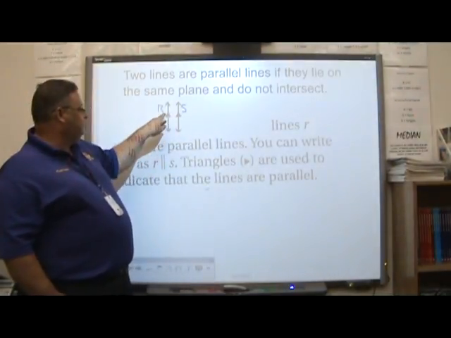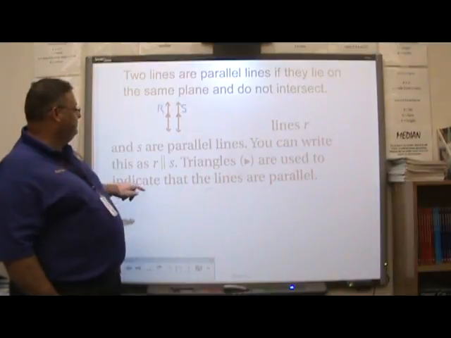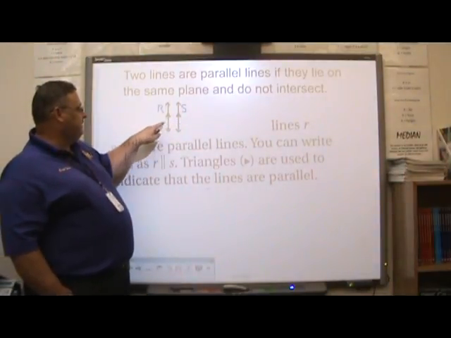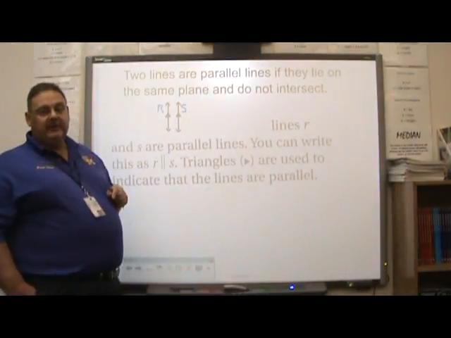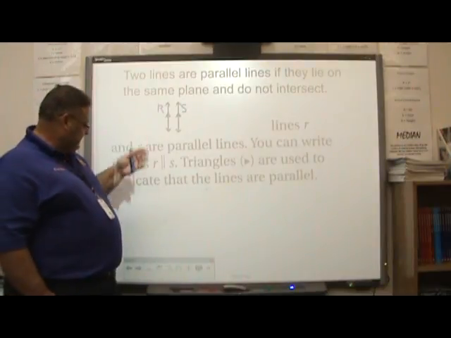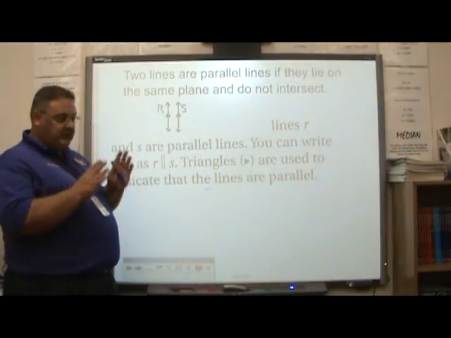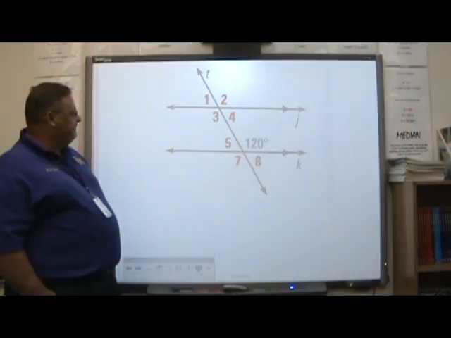Triangles on the lines going in the same direction are also used. Notice they're not the arrows at the end, but triangles. You'll see that a lot of times in a test, okay? And that's just letting you know different ways to tell you that those lines are parallel. Well, how does that affect things?